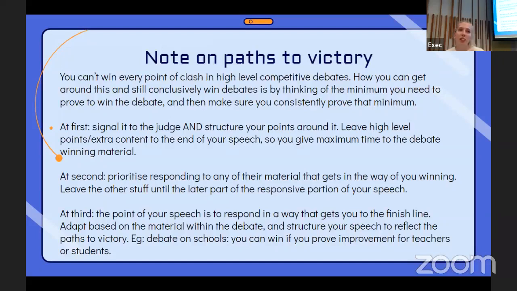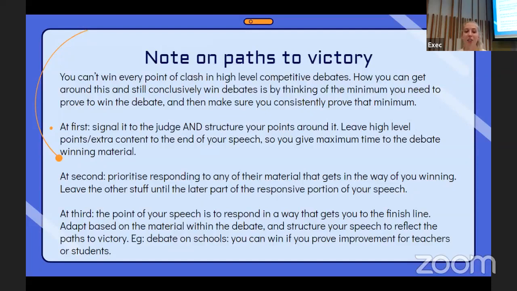So leave all of the other miscellaneous responses that don't really get in the way of getting to that win till the end of your speech, or till the later part of the responsive part of your speech, so that you can get through the important stuff first. I can't stress this enough. It's all about prioritization within responses. I used to do this really badly when I was in high school and lose debates because of it.